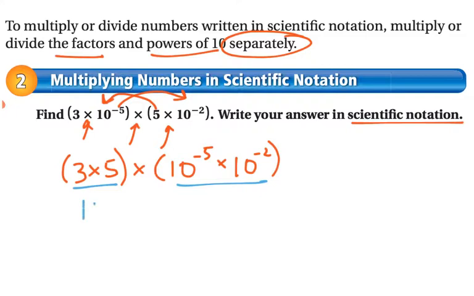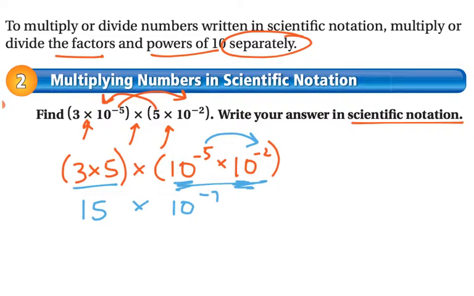3 times 5, of course, is just 15. And then we have these powers of 10, but this goes back to our earlier work with what we do with the product of powers. So we have 10 to the negative fifth times 10 to the negative second. They both have the same base. So all we need to really do here is add the two exponents. Negative 5 plus negative 2 is negative 7. So we do get 10 to the negative seventh power.